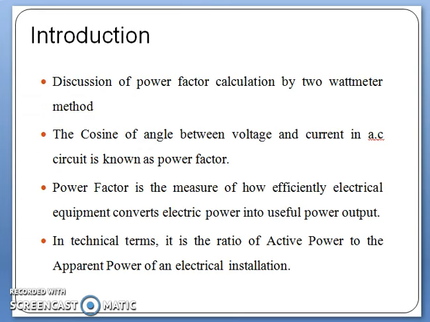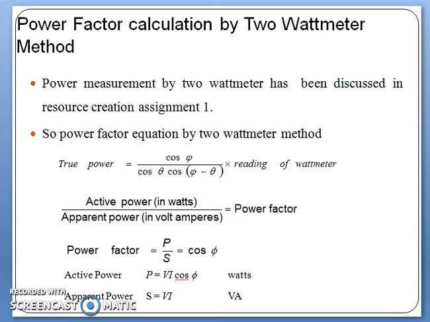So in the introduction, we can say that the power factor is the cosine of the angle between voltage and current in an AC circuit. Power factor is a measure of how efficiently electrical equipment converts electric power into useful power. In technical terms, it is the ratio of active power to the apparent power of an electrical installation.